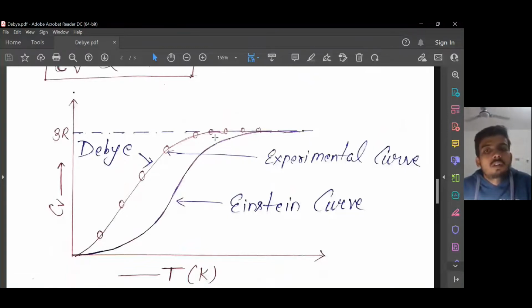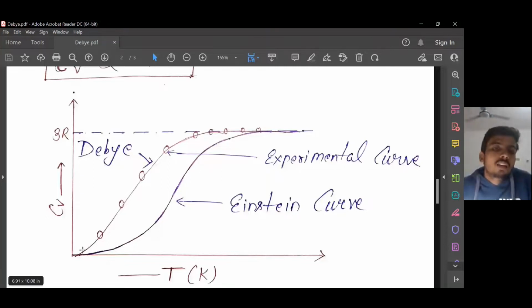Now this is the Einstein curve for specific heat, and as I have already mentioned, this is at low temperatures like an exponentially varying function, and at higher temperatures, Einstein law matches with the Dulong-Petit law and also with the experimental results. Now this is the Debye. This solid line is the Debye, the findings of the Debye.